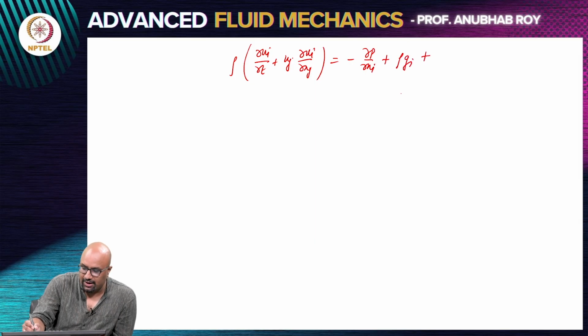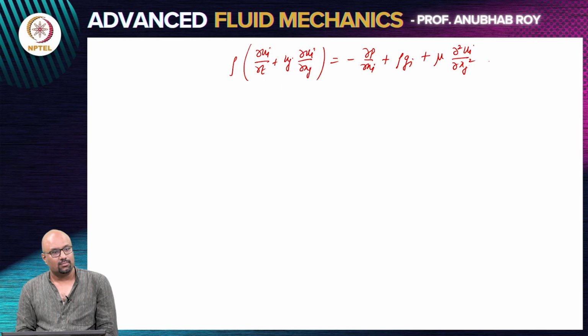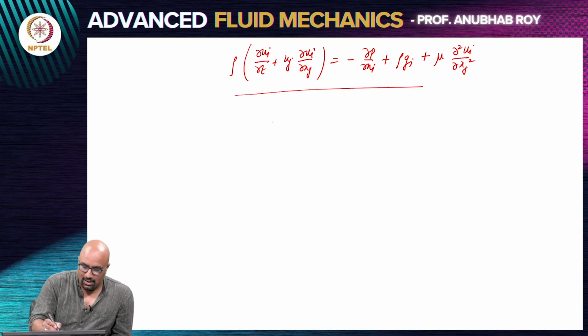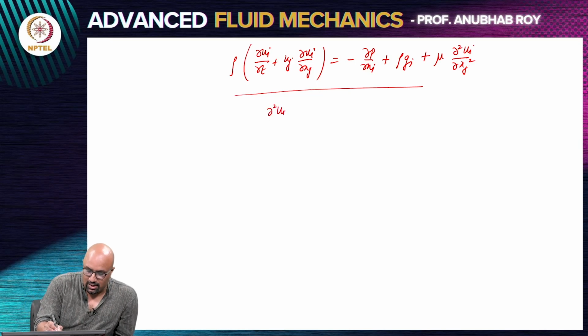Now, the term that we did not write, that particular term was ∂²u_i/∂x_j². That is the viscous term. And I said, okay, we will not look at the viscous term and we will just focus on Euler's equation. Now, here comes a surprise. Take that viscous term, ∂²u_i/∂x_j².